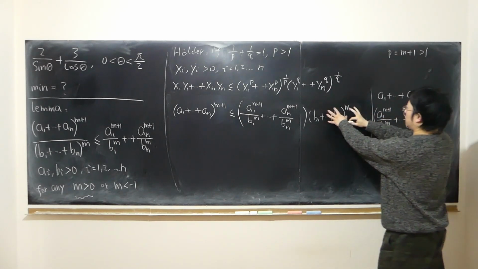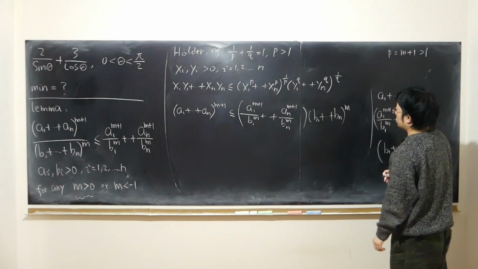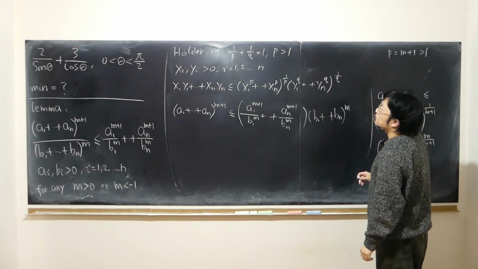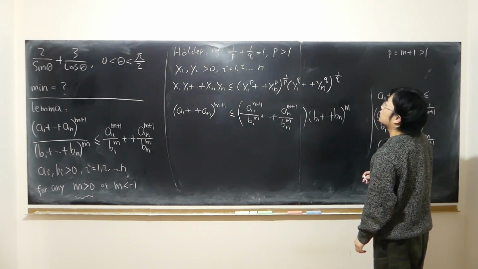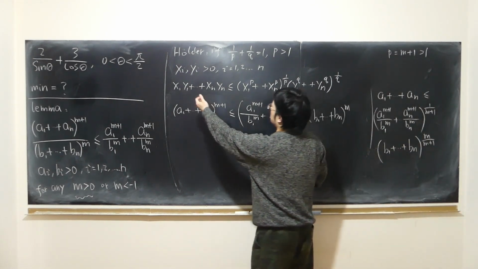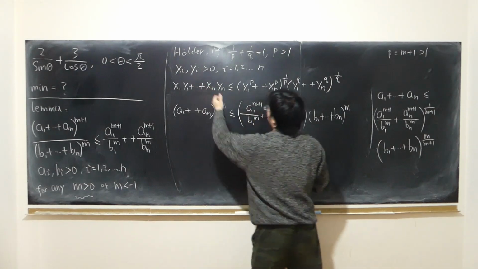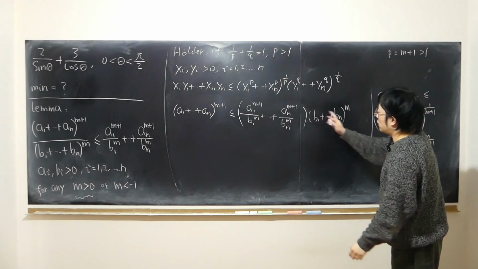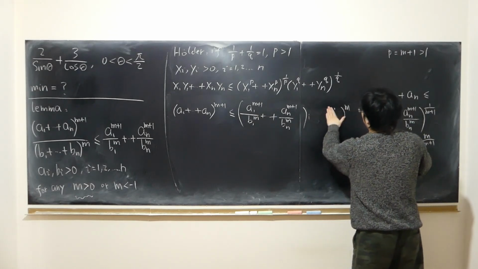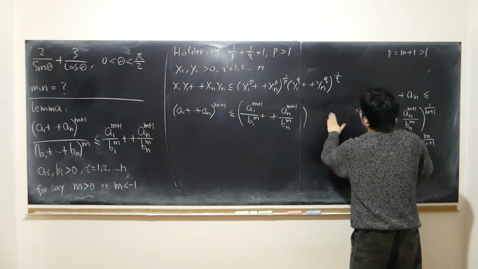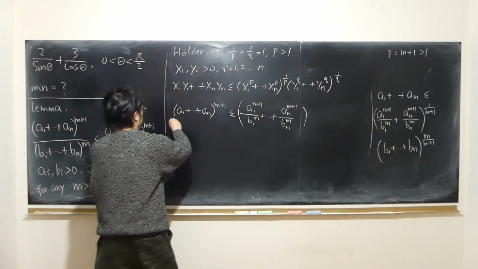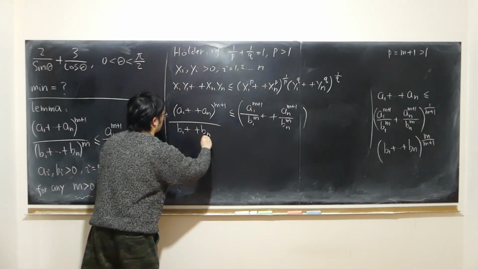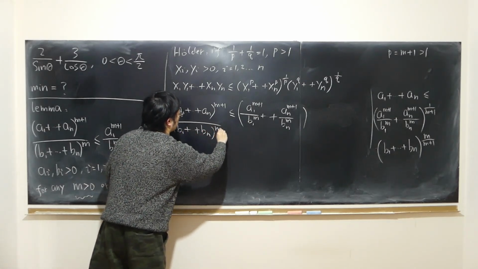Now I just divide this over. Every b is positive, because every x and y is positive. So a's and b's are all positive. This doesn't change the direction. So easily I can just divide it, b1 plus or bn to the power of n.